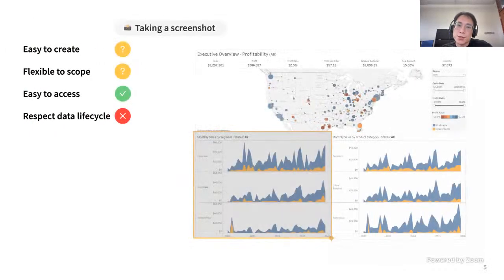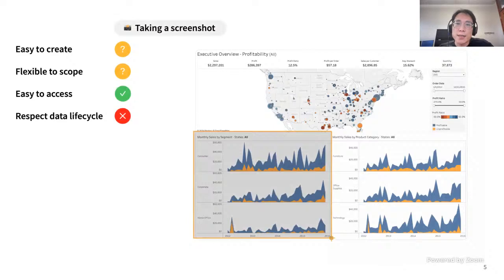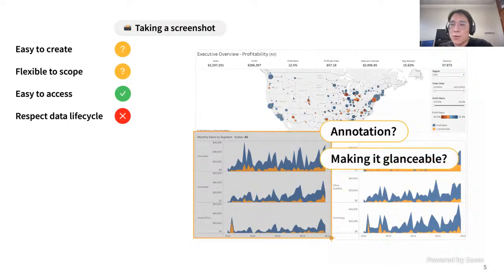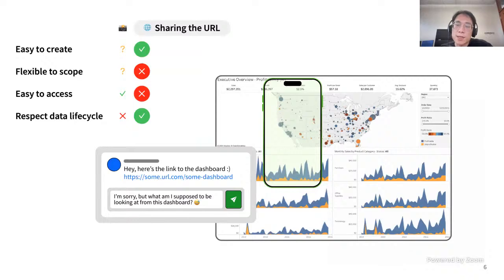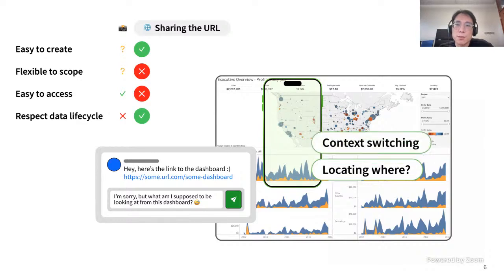For example, you could just take a screenshot of your dashboard. It's super easy to create and see them. However, when it comes to adding annotations, reformatting it for a glanceable look, or enabling updates and satisfying security policies, screenshots are not an ideal option. Instead, you could share the URL of the data source, which is extremely easy, and it makes it possible to use whatever data policy is embedded in the data source. However, it is really hard for consumers to navigate a complex dashboard, it requires context switching between different applications and does not really support mobile devices where many users are on.